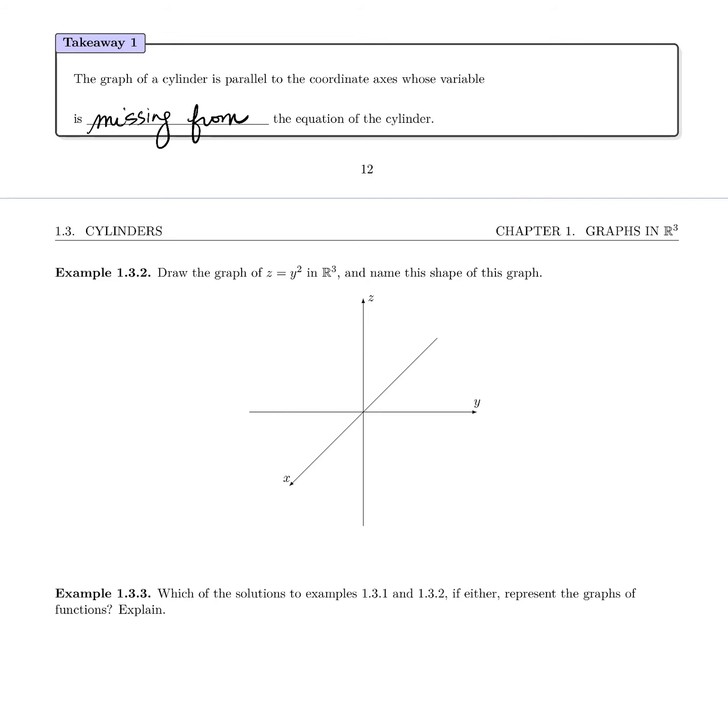So example 1.3.2, now we're asked to draw the graph of z is equal to y squared in R3, and name the shape of this surface. So we notice right away that there's a variable missing. There is no x. And so we know our graph is going to be parallel to the x-axis. But let's go and graph that in 2 dimensions first.